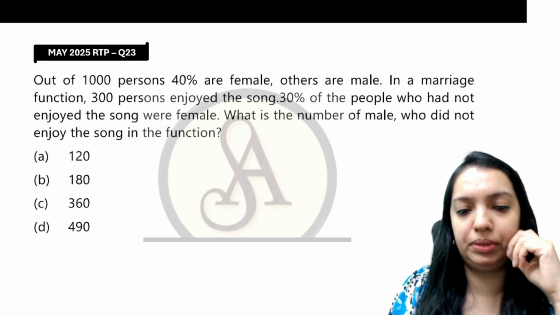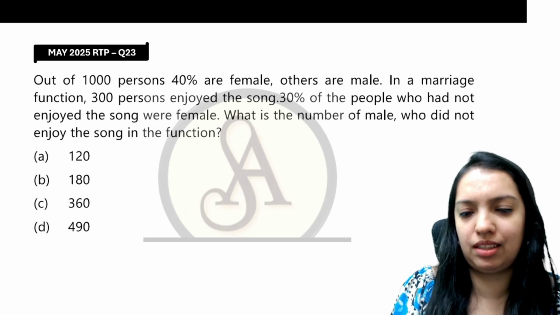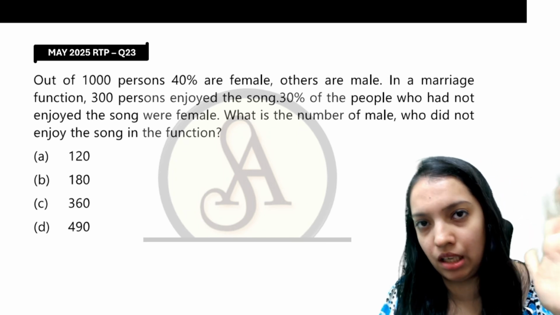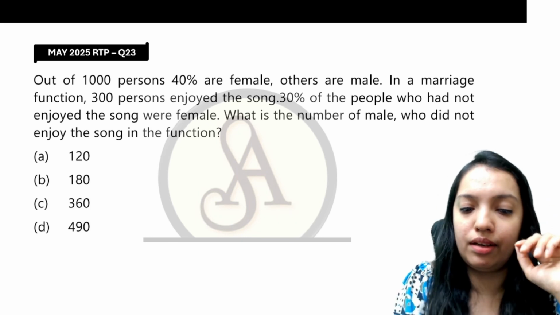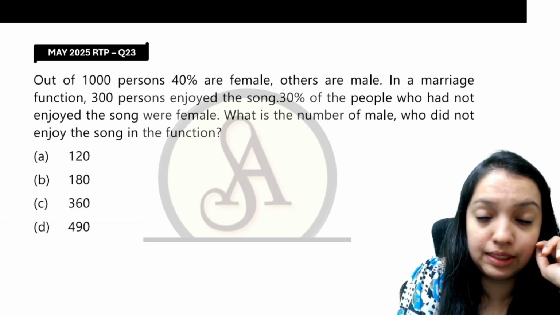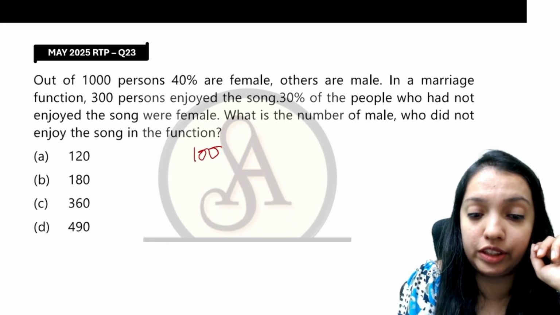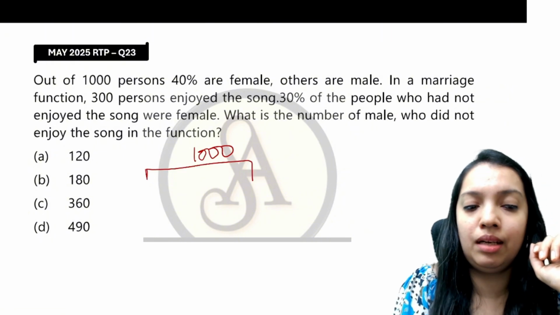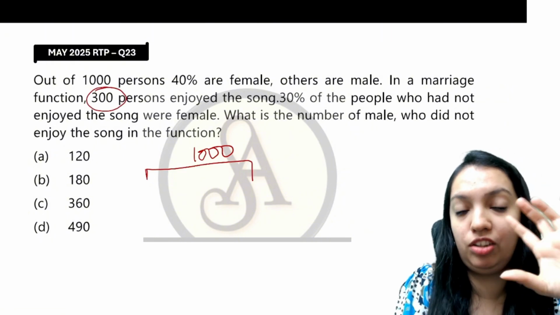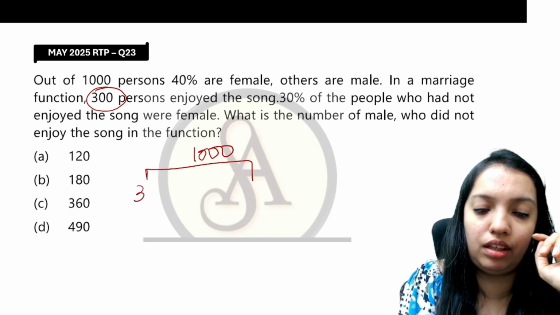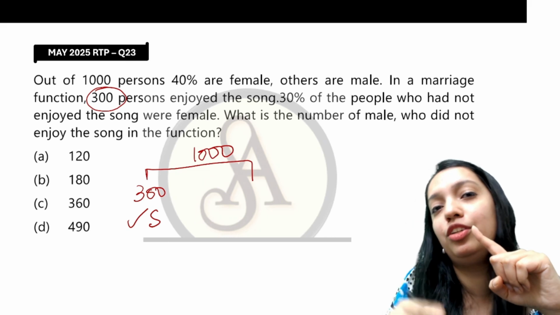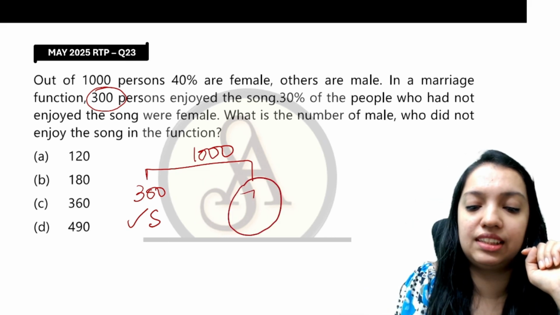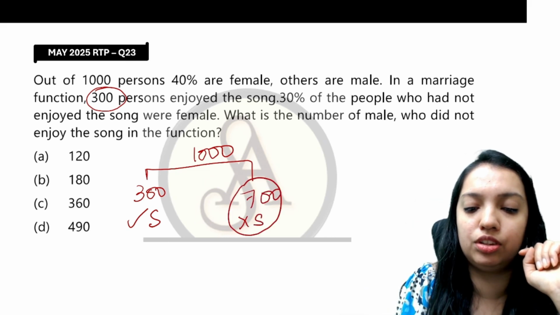Out of 1000 persons, 40% are female. That means the balance 60% are male. I don't need this information for this question at all. Remember, the total number of persons is 1000. Let's divide them. In a marriage function, 300 people in total enjoyed the song. That means you tell the balancing figure who did not enjoy the song. 700 didn't enjoy the song.